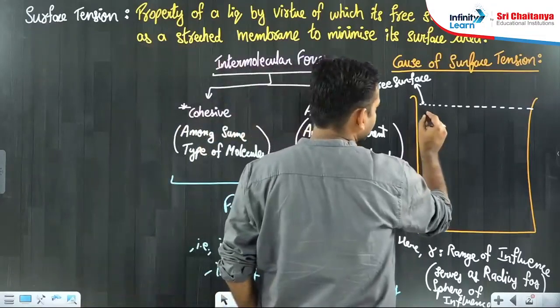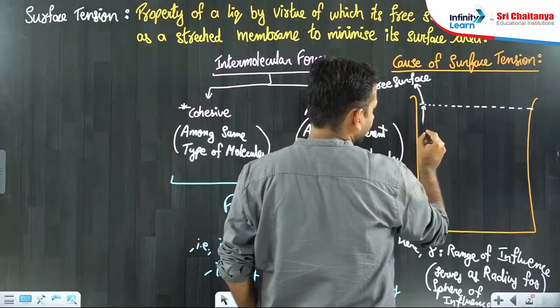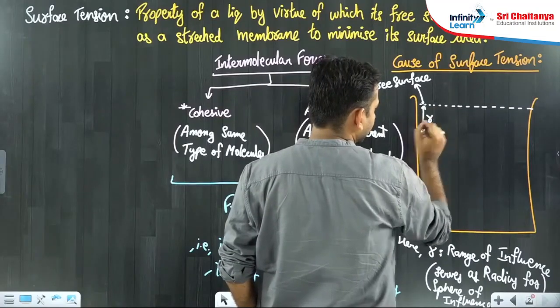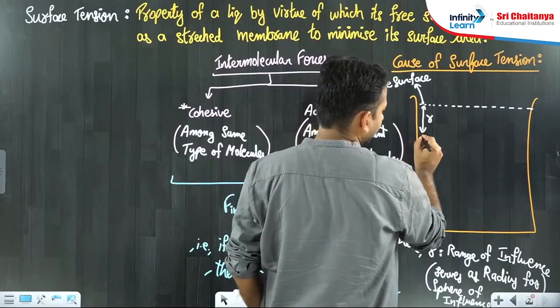So I will say, let us suppose that this is the range of influence R, range of influence. And this is another layer.